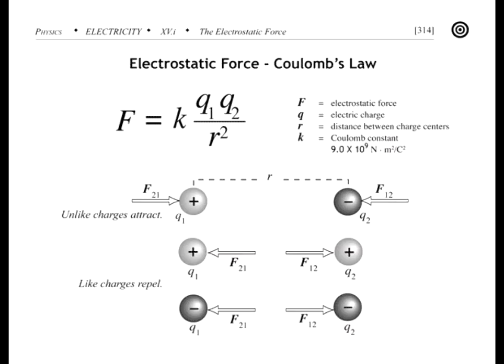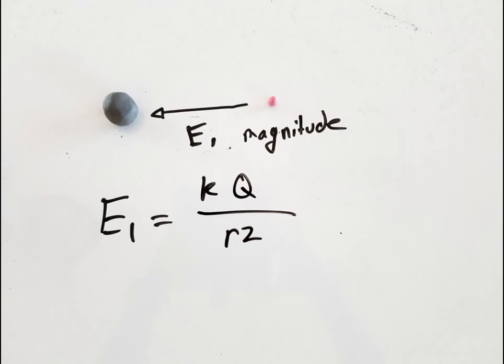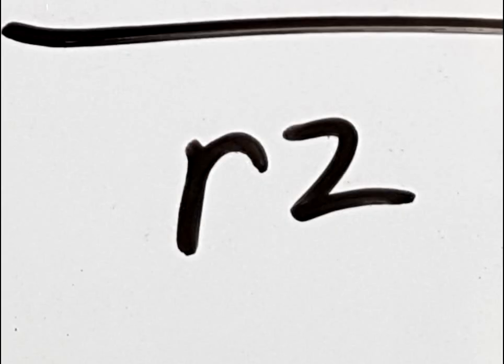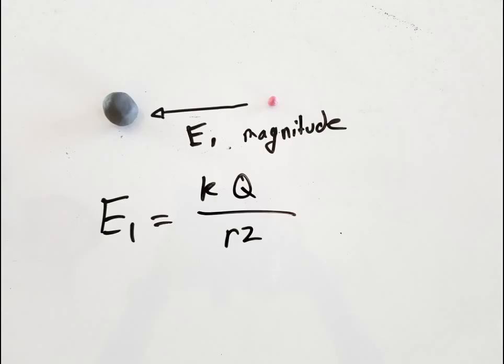To calculate electrostatic forces, we will need to determine a few things first. Let's take the force of a negative point charge and a positive test charge as E1. We can calculate E1 by taking Coulomb's constant, which is 8.99 times 10 to the power 9, multiplied by the magnitude of the point charge divided by the distance between the positive test charge and the point charge squared. In the formula, it will look as such.